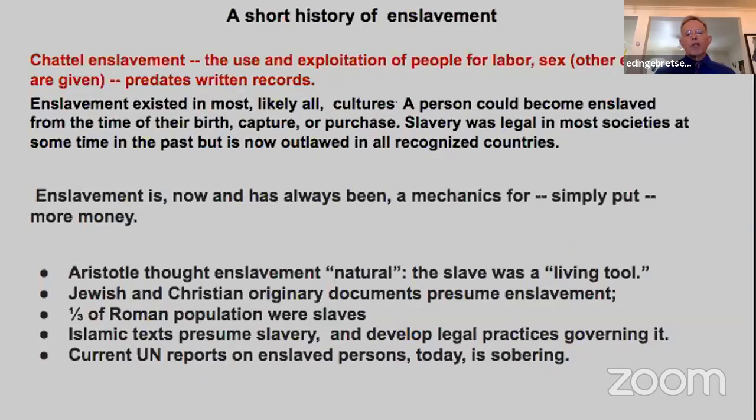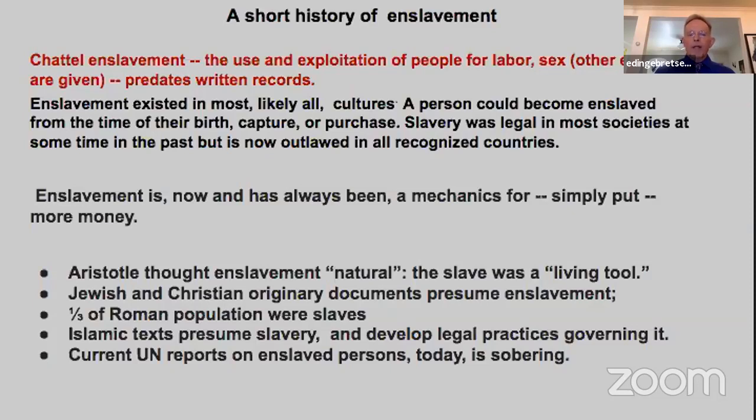Chattel enslavement, the use and exploitation of people for labor and sex and other purposes, predates written records. And I want to make clear that this is not finger pointing at any one particular culture. It existed in most, likely all cultures. A person could be enslaved from birth, capture, or purchase. Slavery was legal in most societies at some time in the past, but is now outlawed in all recognized countries.